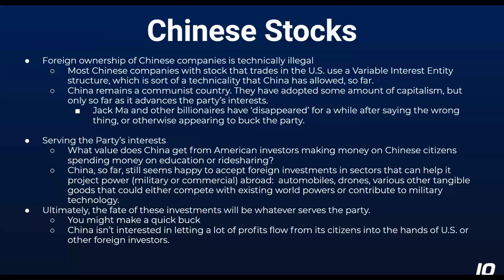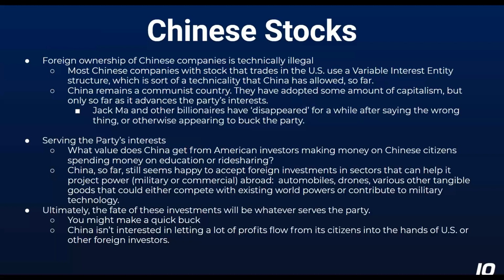But the thing is, China remains a communist country. They've adopted some amount of capitalism, but only so far as it advances the party's interests, right? The Communist Party is still very much in charge. And you've seen Jack Ma, who is the CEO of Alibaba and a couple other Chinese companies, and other billionaires say or do something the Communist Party doesn't like, and then they don't get seen for several weeks, and then they come back and they're very much in line with whatever the Communist Party doctrine is.